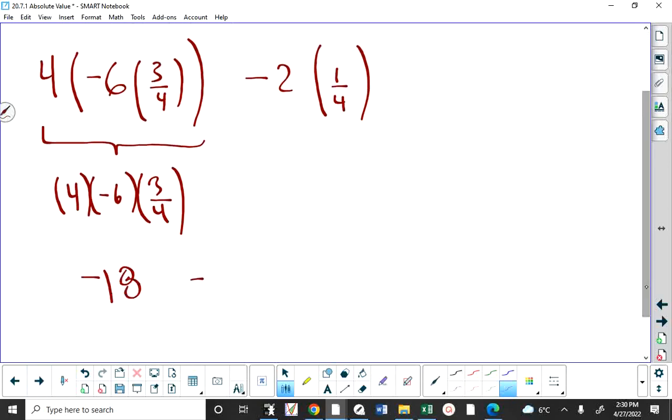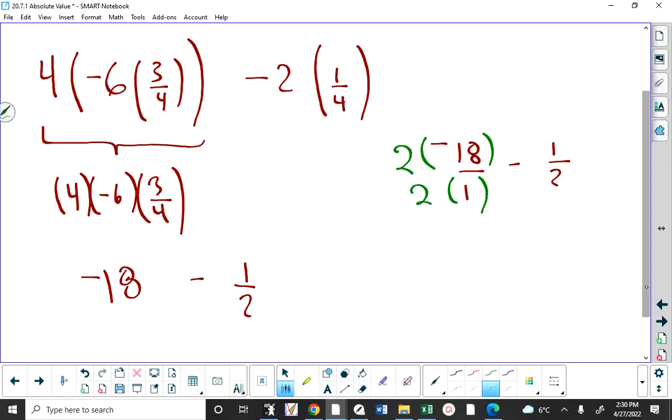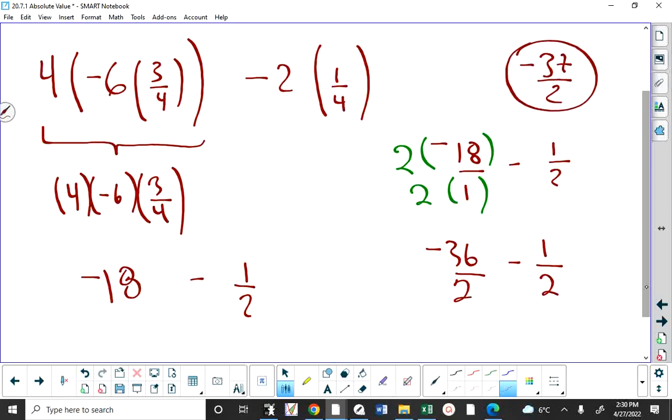And then we have -1/2 because 2 times 1/4 is 1/2. -18 over 1 minus 1 over 2. I have to multiply the top and the bottom of this by 2 to get -36 over 2 minus 1 over 2. So my answer is -37 over 2. And by the way, as much as I say you need to know how to do this on paper, there's nothing wrong with just using your calculator.